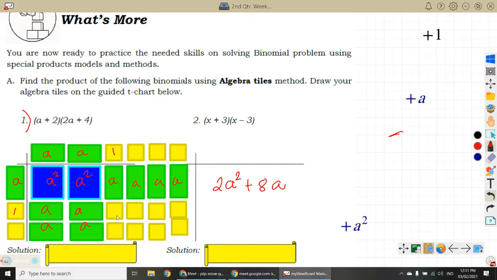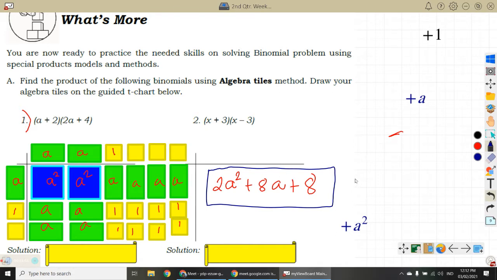And then, how many units do we have? Obviously, there are 8. So, we have 8. Okay, this will be the final answer. Now, there are no numbers counted actually, no? You just use algebra tiles, as they say, algebra tiles.